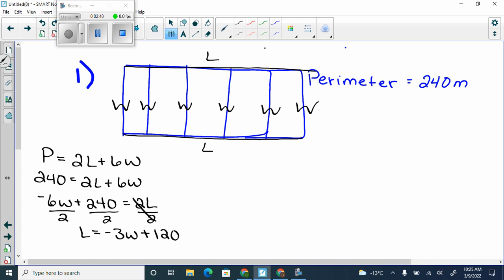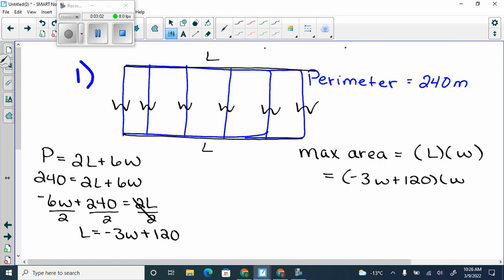So I get my perimeter equation, solve for my length, then I input it into my what? Max area formula. So max area equals length times width. And my length in this case is negative 3W plus 120. And I multiply it by my width. My next step is to distribute. So I get negative 3W squared plus 120W.